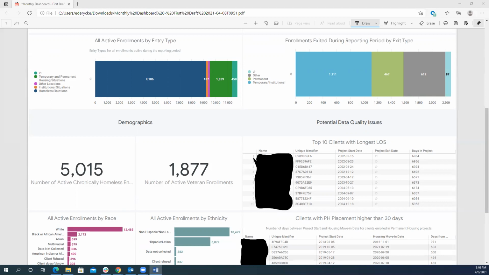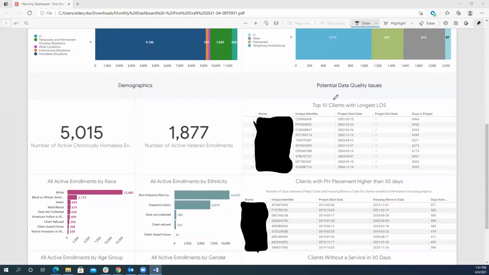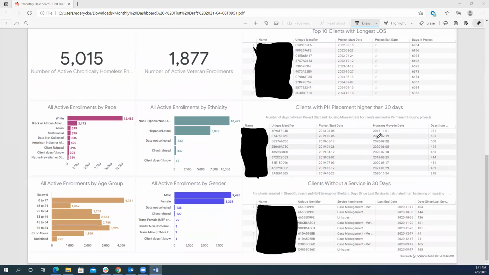We try to implement as many data checks as possible throughout the month, but if a couple of things were slapping us in the face when we log into HMIS, I think that would be something we'd be more apt to look into more often. So you said the entry and exit types, the longest length of stay. What was the other one? The last one, the clients without service in 30 days.